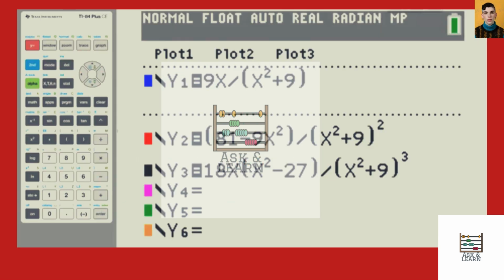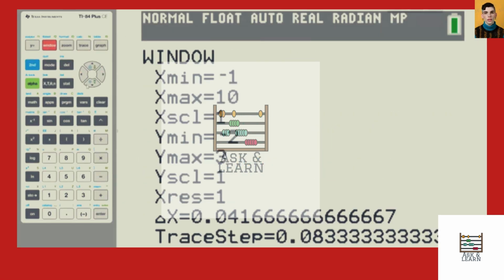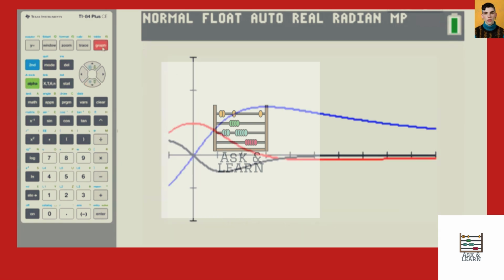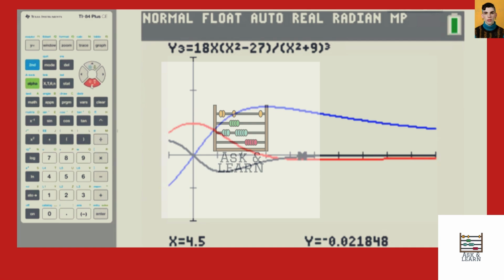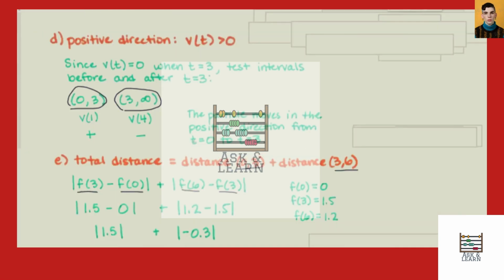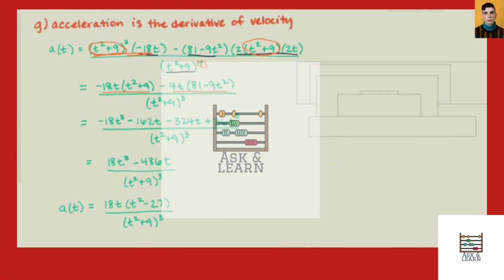So based on that, I went to Window and I decided to try letting my x values go from negative 1 to 10 and letting my y values go from negative 2 to 3. And you can always fiddle with these numbers and make changes until you like what you see. So what we have here, the blue one is the graph of the position equation, the red one is the graph of the velocity equation, and the black one is the graph of the acceleration equation.